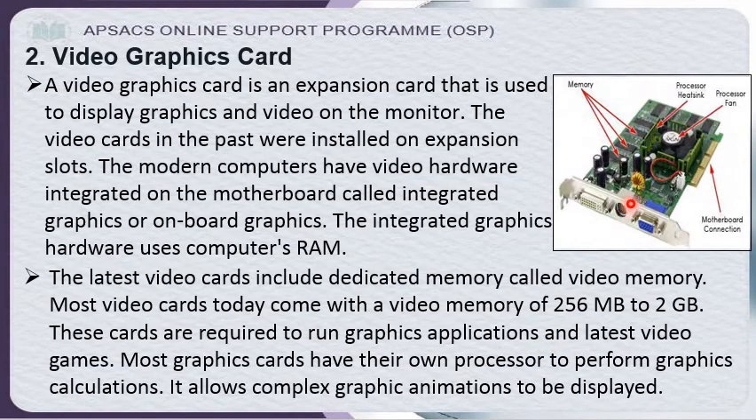Most of these graphic cards have their own processor to perform graphic calculations. So an extra processor is there whenever you are using a 3D card of 256 MB or 512 MB or 1 GB. Inside it, you get a specific processor, and on the processor, a heatsink and fan will be integrated. It allows complex graphic animation to be displayed.